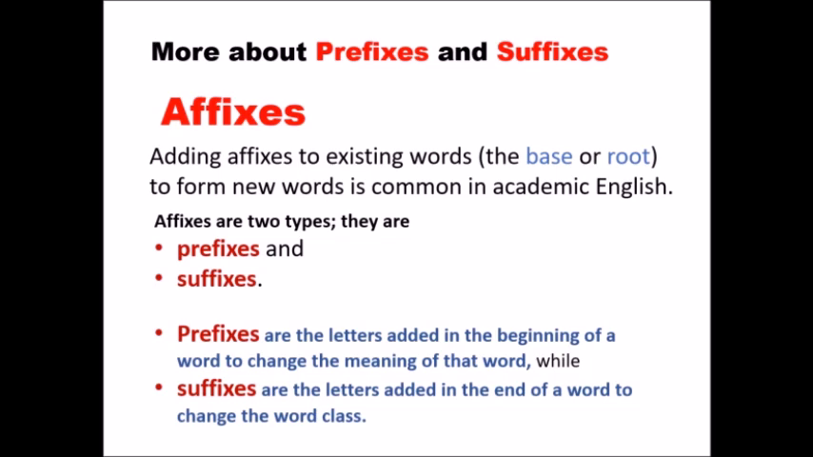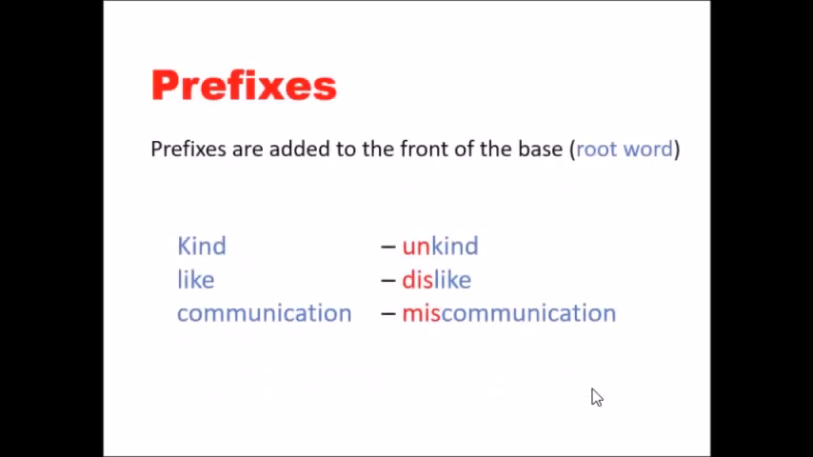Okay, let's see prefixes. Prefixes are added to the front of the base word. Example, you can see there are three words: kind, like, and communication. What we have done, we have added a prefix. Example, unkind, like, dislike, communication, miscommunication. So what we have done, we have added a prefix in the beginning of a word to change the meaning of that word.